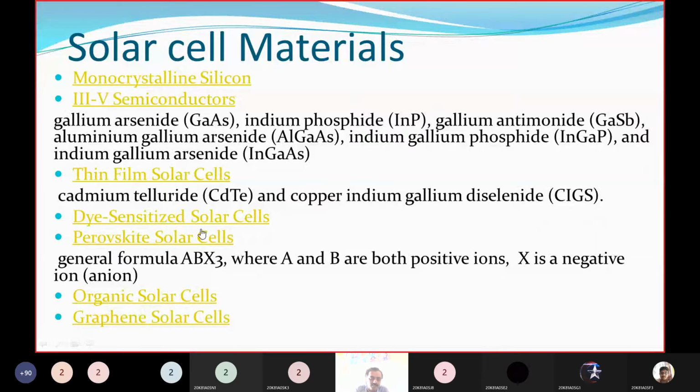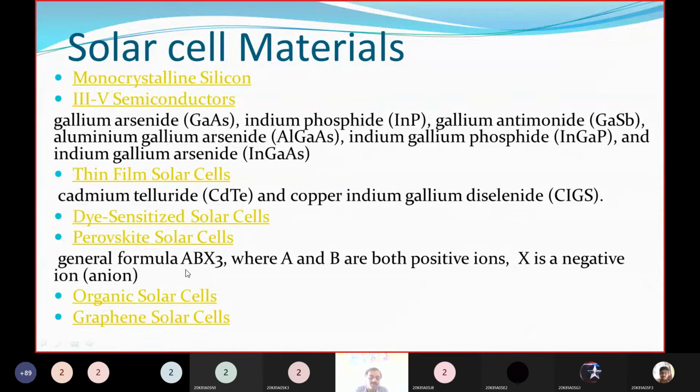Then the next one is dye-sensitized solar cells. By using liquid dyes, we can prepare solar cell materials. Those are one type of solar cell materials. And then perovskite solar cells.